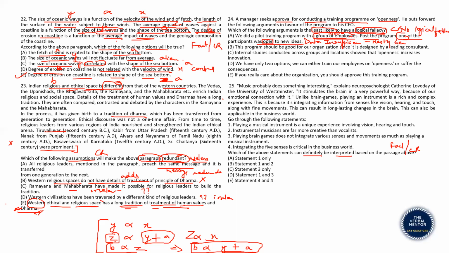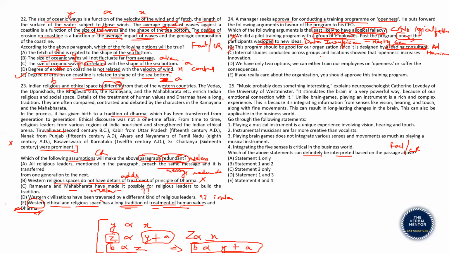So we need more data to see the proportion or the percentage of employees that became open after the workshop. So A has a logical fallacy, eliminated. This program should be good for our organization since it is designed by a leading consultant. This is an appeal to authority. Because it is coming from a leading consultant, it must be good. This is a logical fallacy. Read more about these logical fallacies.